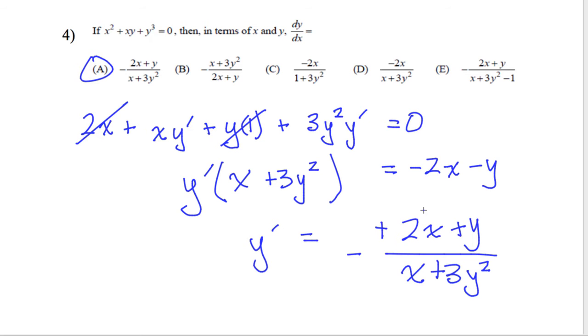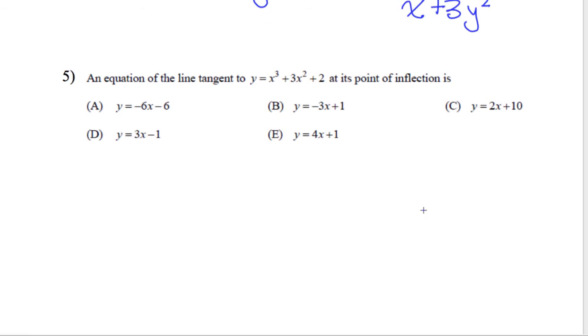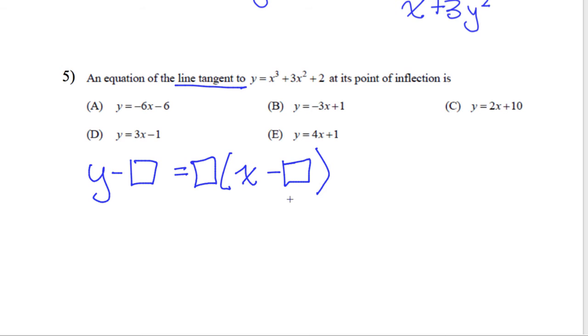No questions? All right, and we're on to our last problem, number 5, an equation of the line tangent. Oh, boom, I see line tangent at its point of inflection. Okay, so we don't have an x-coordinate. The x-coordinate will come from the point of inflection. So we need the line tangent. So again, as soon as I see line tangent, I just go y minus y1 equals m times x minus x1. And then we know that this is going to be our x1, our y1, our slope there, which is our f prime at the x.